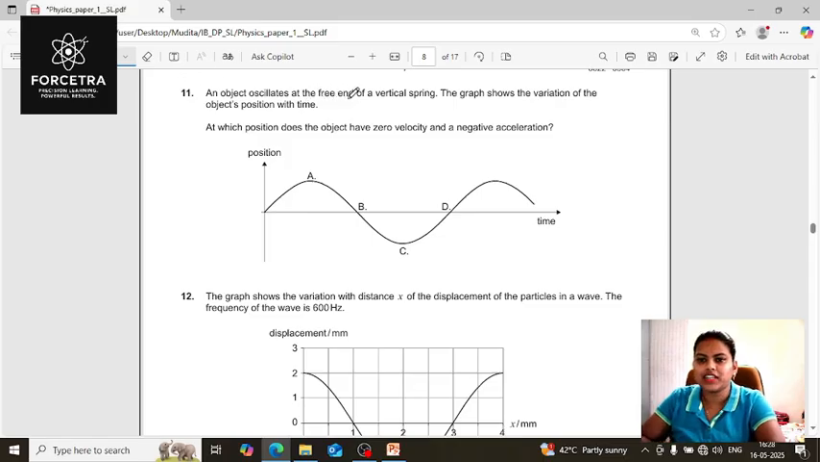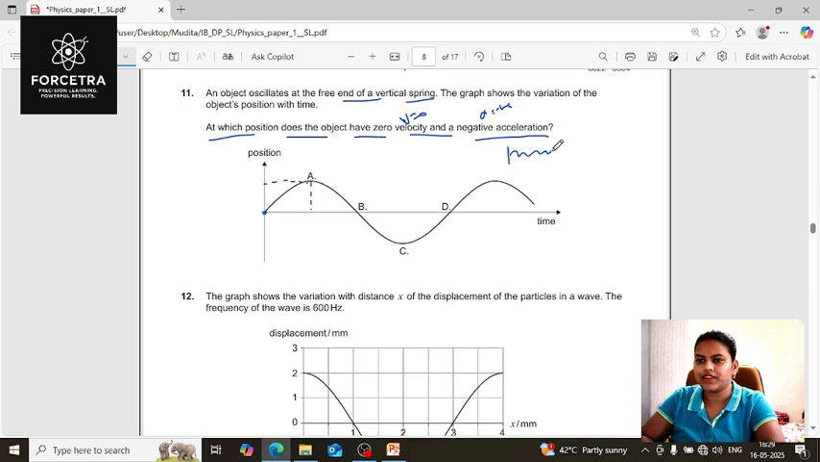An object oscillates at the free end of a vertical spring. The graph is shown in the position versus time. At what position does the object have zero velocity and negative acceleration? So v is equal to 0 and acceleration should be negative. So let's see. At position A, it is starting with the position 0 at time t equal to 0.